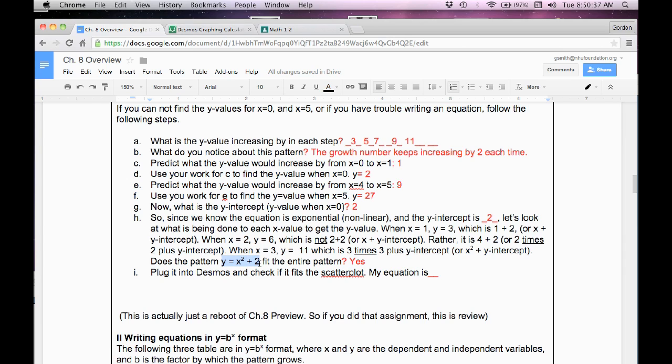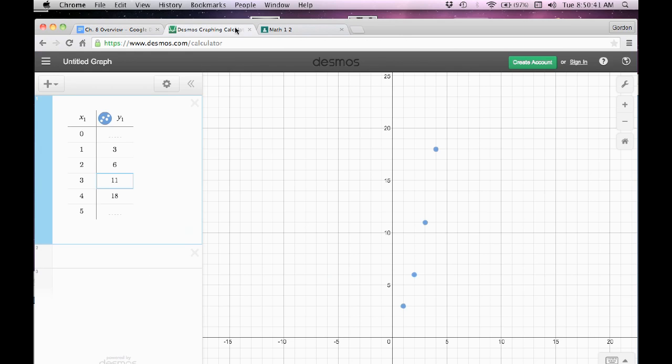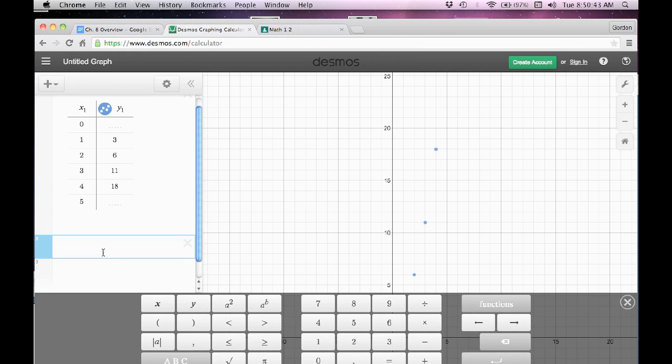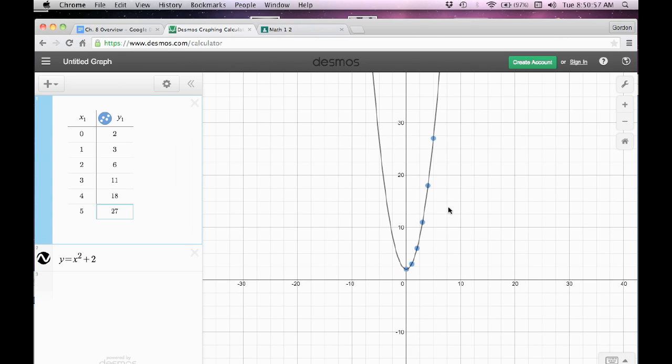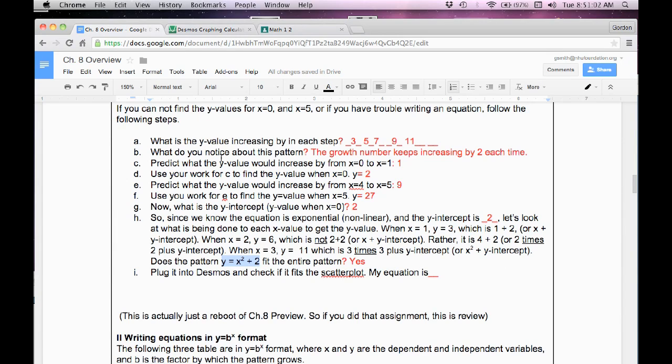So we'll take this equation. We're going to use Desmos to check if it fits the scatter plot. So we'll just drop that right in there. What do we get here? We got 2 here. We got 27 here. Take a look here. Everything fits. Okay, cool. That looks pretty good. So my equation, y equals x squared plus 2, is correct.